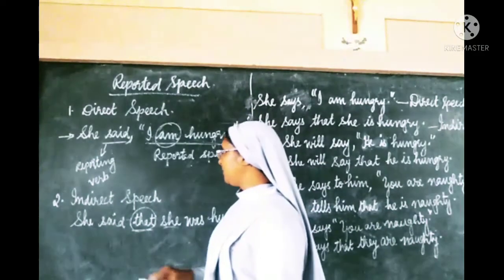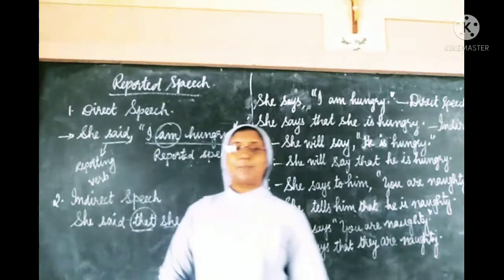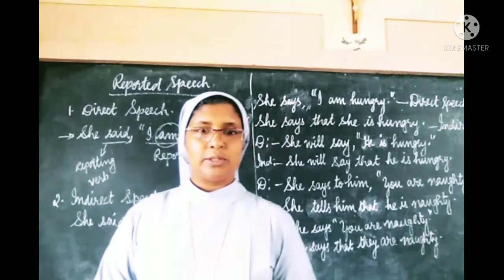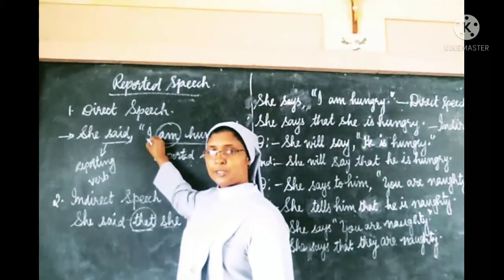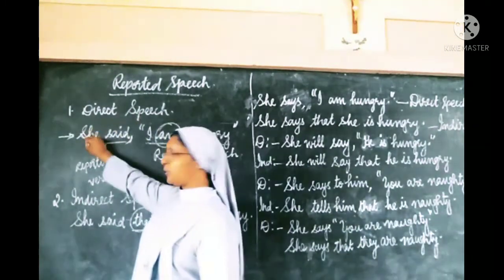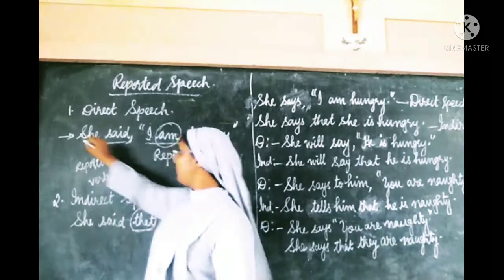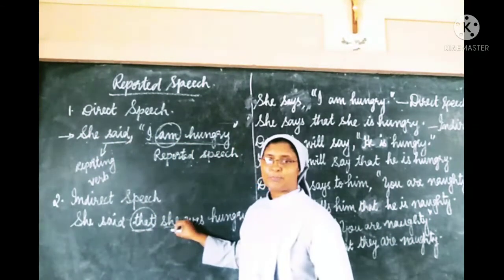Then we see here, whenever first person comes, it will be changed according to the subject of the reporting verb. Here I, that is first person. So the subject of the reporting verb is she. So therefore we change it into she.